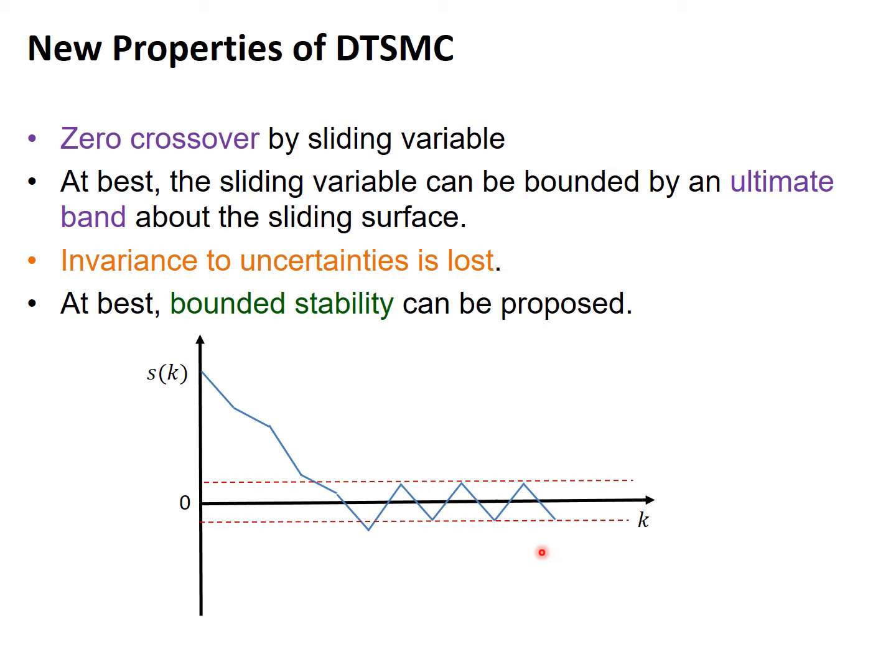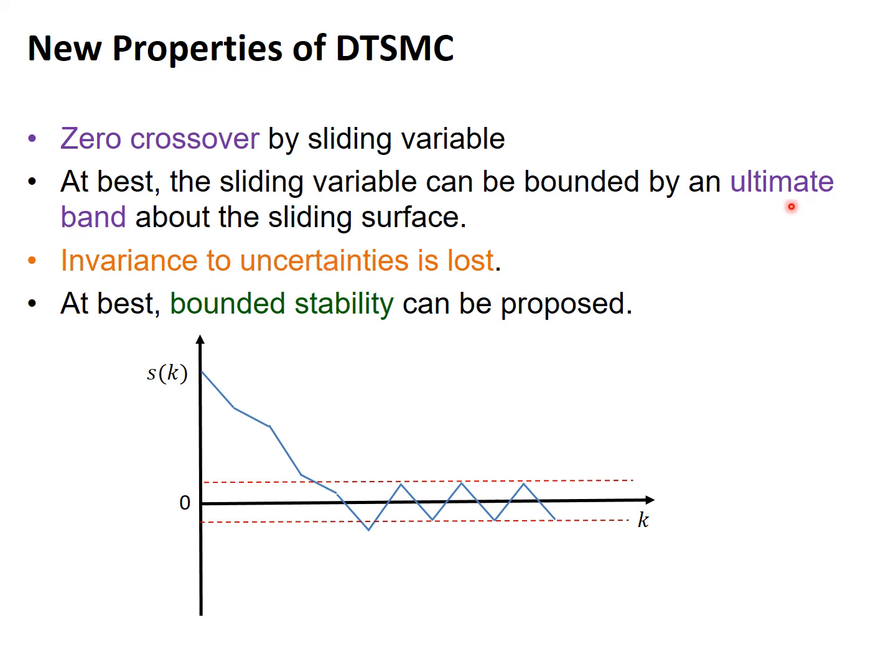So at best, what will happen? At best, the sliding variable will be bounded by some ultimate band. Here the concept of the ultimate band is getting introduced. The concept exists because we know that it will always try to come towards 0. So if it crosses 0, wherever it reaches, it will again try to come towards 0. In that manner it will keep on crossing and recrossing. So the band within which it crosses and recrosses becomes the ultimate band.